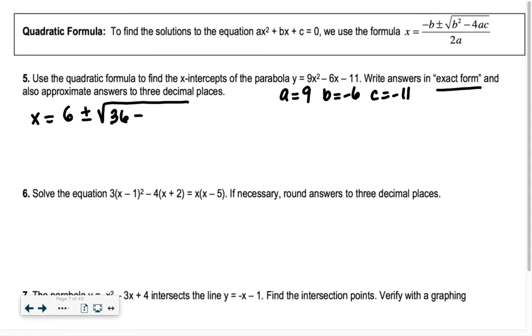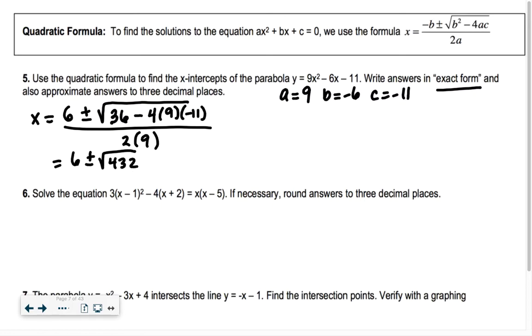Minus 4 times a times c. Sometimes people like to go ahead and do the a times c together. What would a times c be? Negative 99. So sometimes people will write 4 times negative 99, or you can just do 4 times a times c, all over 2a. So we have 6 plus or minus, and this is where I would use my calculator and put 36 minus 4 times 9 times negative 11. My calculator will do that order of operations for me. So I get 432. Did you guys get 432? Over 18.